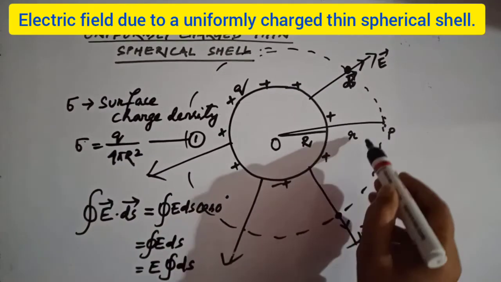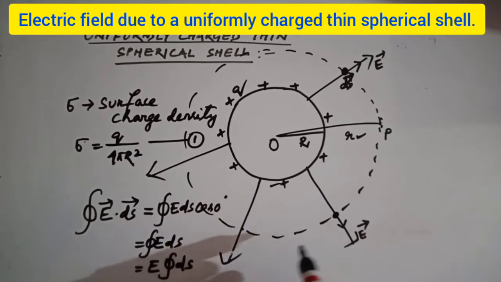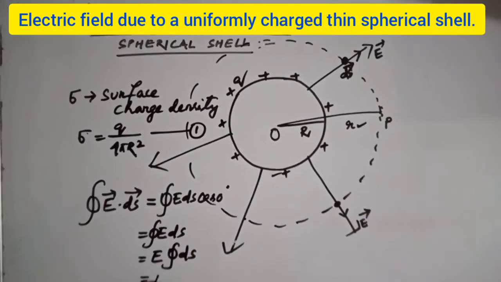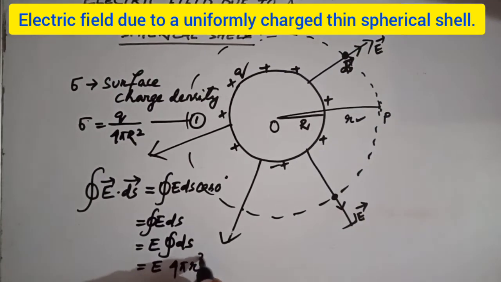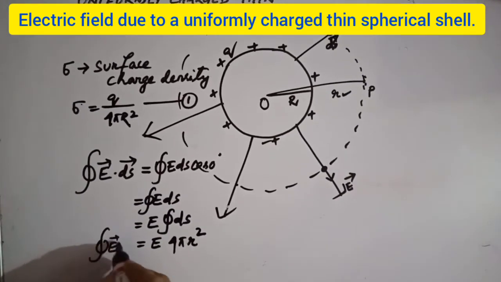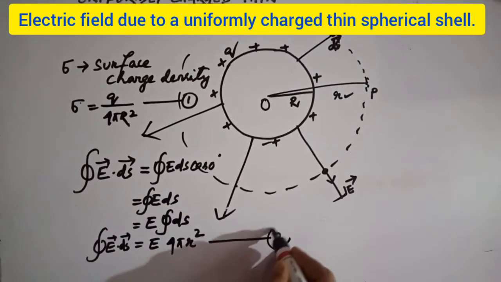Its radius is small r. So what is the surface area of this Gaussian surface? It is 4 pi r square. That is equal to E into 4 pi small r square. This is the integration of E dot ds. Let this be equation 2.